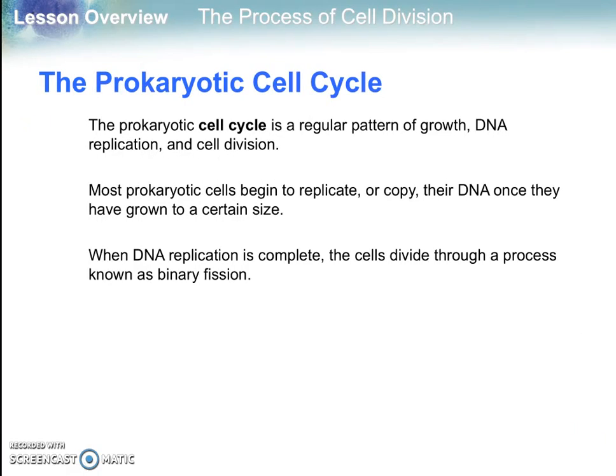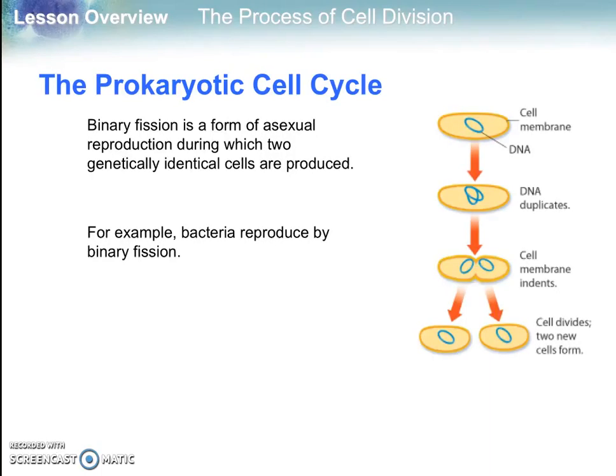The prokaryotic cell cycle is a regular pattern of growth, DNA replication, and cell division. Most prokaryotic cells replicate or copy their DNA once they hit a certain size. When they're finished replicating their DNA, they divide through a process known as binary fission. Binary fission is a form of asexual reproduction, which means that there is one parent and the daughter cells are identical. For example, bacteria reproduce by binary fission.